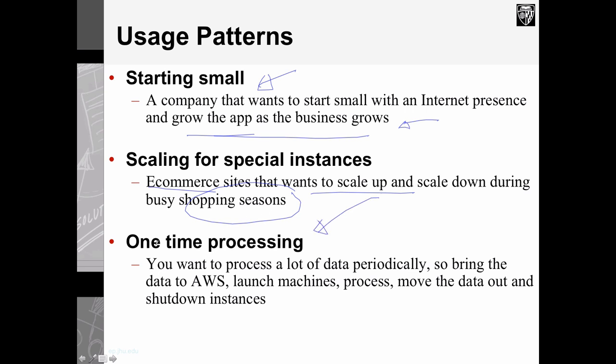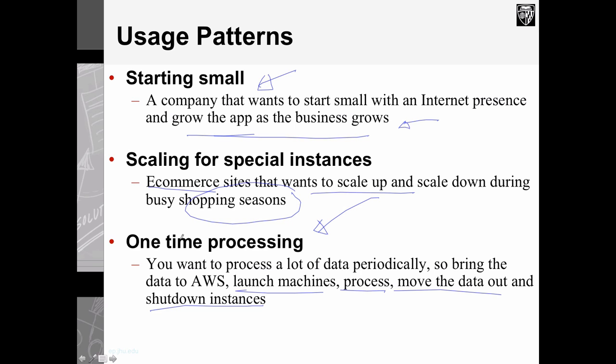You can also use it for one-time processing. So if you have a lot of data that needs to be processed, that needs to be modified, you can bring that data to AWS. You can start a bunch of instances. When you're done with the processing, you can copy the data back to your data center and you can terminate those instances.